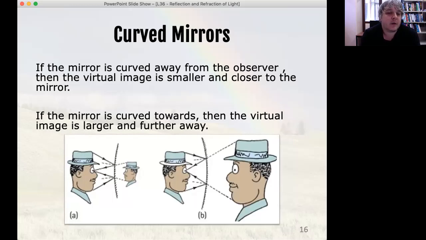If you look into a mirror that is curved away from the observer, as per part A of this image, then the object will appear to be smaller and closer to the mirror. That's because if you continue those reflected rays back into the mirror land, then they will all meet. They'll make the image closer to the surface than the person is actually standing. And likewise, if the mirror is curving towards them, as per part B here, then the image will appear larger and further away. So it just tricks our brain into thinking that those light rays have traveled from different locations.